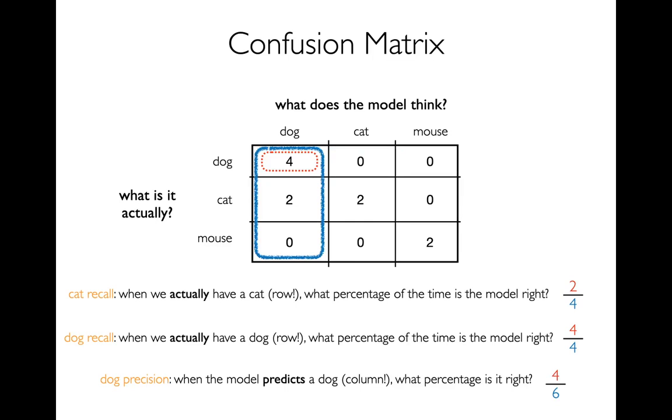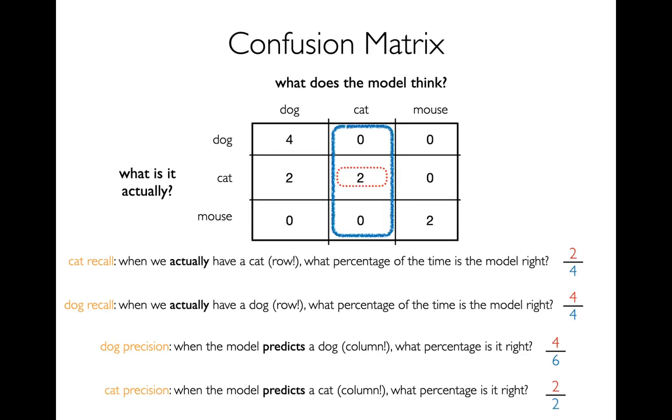The precision questions are asking something a little bit different. What we're asking here, say for dog precision, is when the model predicts that it's a dog, what percentage of the time is it right? When we're looking at all the predictions, we're talking about columns, right? Because each prediction is along a column. So in this case, we're dividing dog, top left, by the dog column. We have all the different things we predicted. We're going to get 4 over 6.